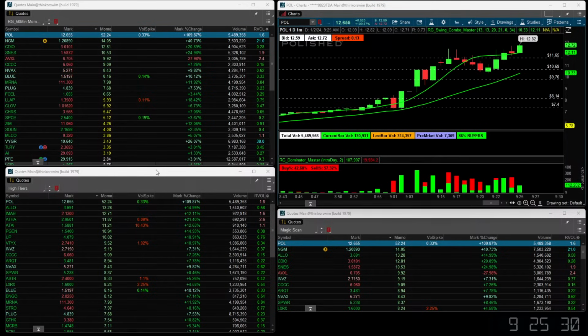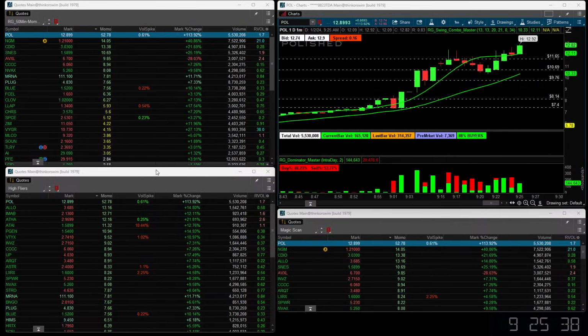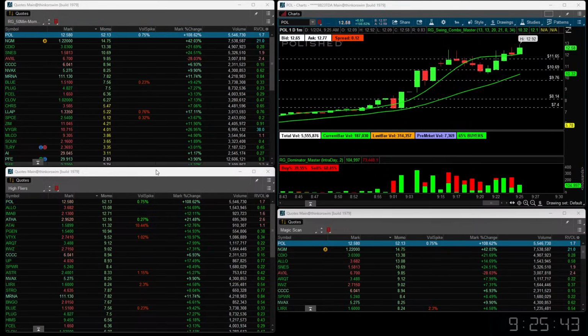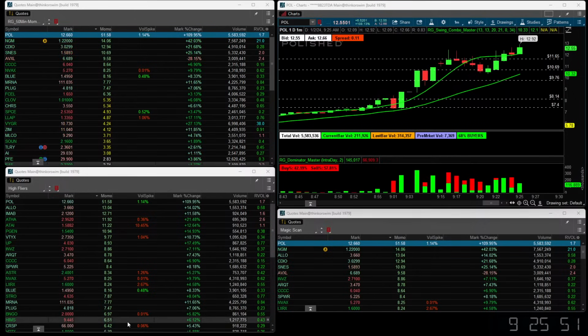POL supporting the gains here. That's a good thing about this stock. We have a few profit takers every now and then before the next run up. Still continuing to go. This last pullback went from 1069 all the way up to 1292.